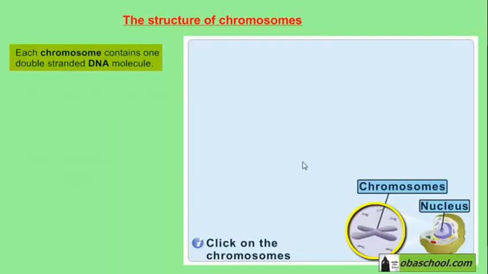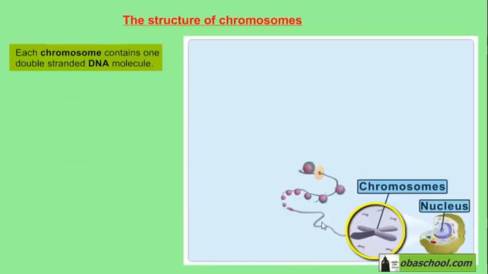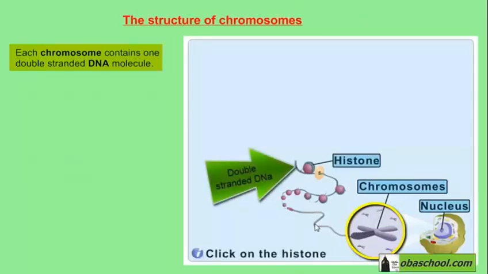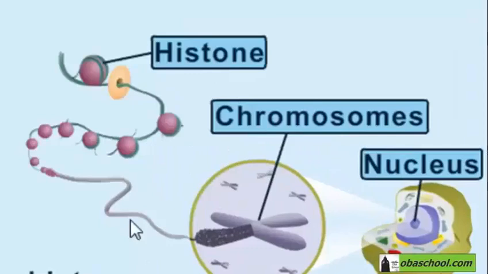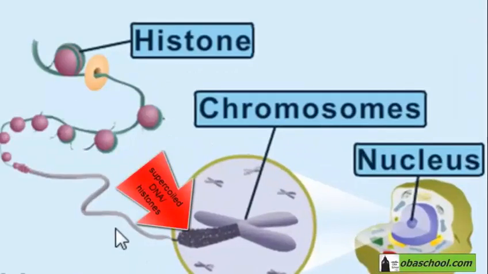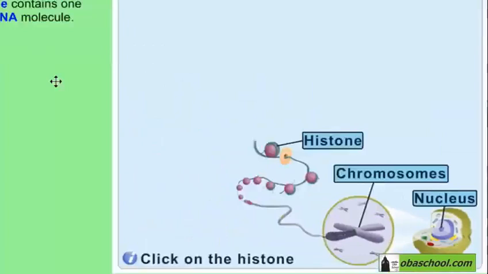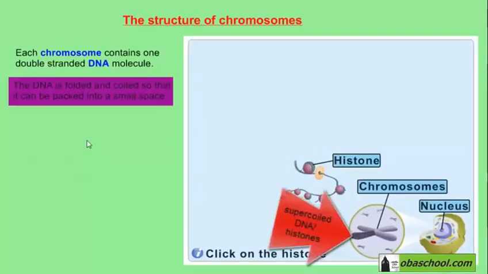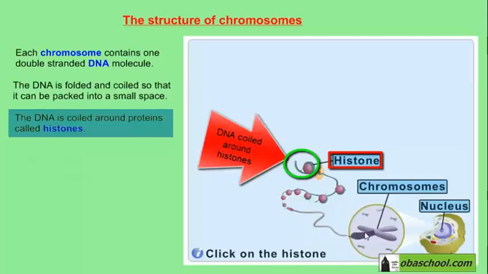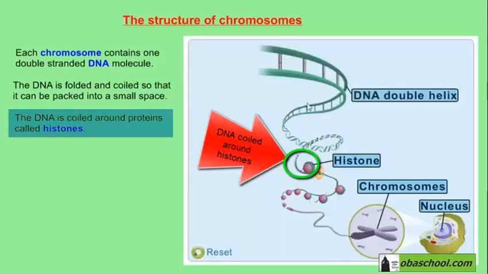Each one of the chromosomes contains one double-stranded DNA molecule. This is the double-stranded DNA. It is wrapped around proteins called histones. The DNA and the histones are supercoiled so that they can fit into a small space, such as the nucleus. And even within this supercoil, the DNA is also coiled around the histones, so we have many levels of compaction.